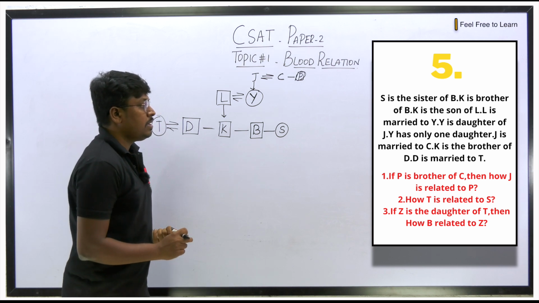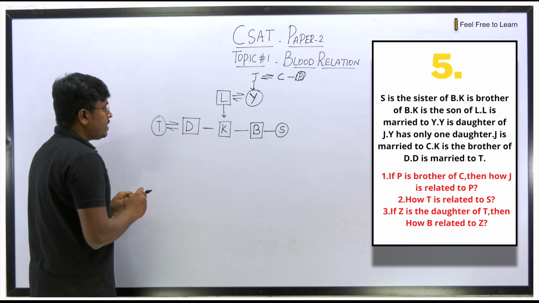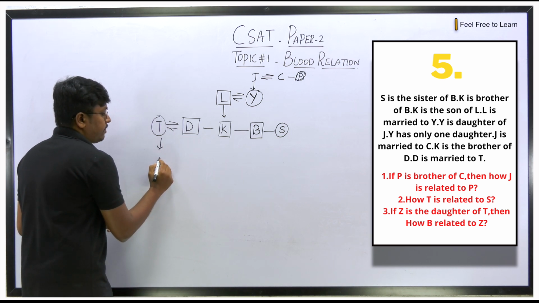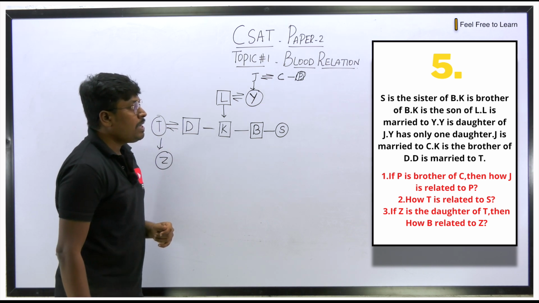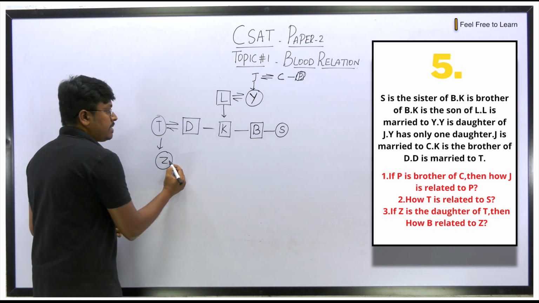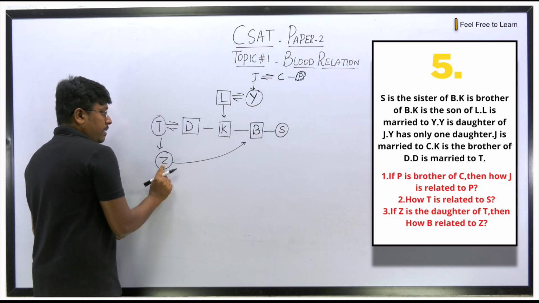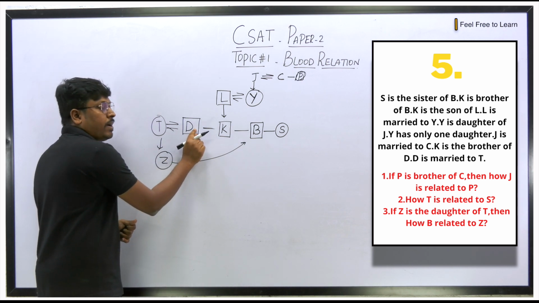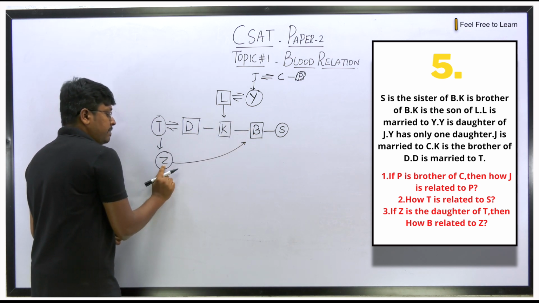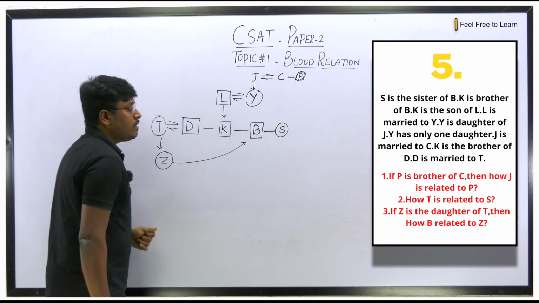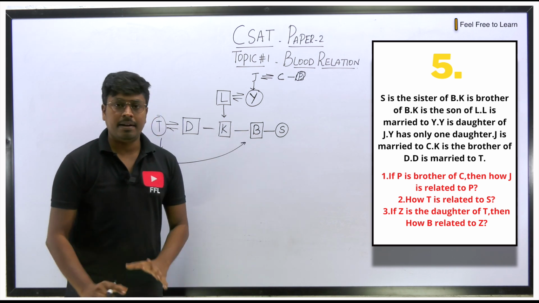So third question, if Z is the daughter of T, again a condition, right? So in case T is having a daughter Z, then how is B related to Z? So from Z, our target is to find what is the relationship of B. So from Z, we know that D will be father. So father's brother is B. So we can say that from Z, the relationship of B will be uncle. So the answer for this third question will be uncle.